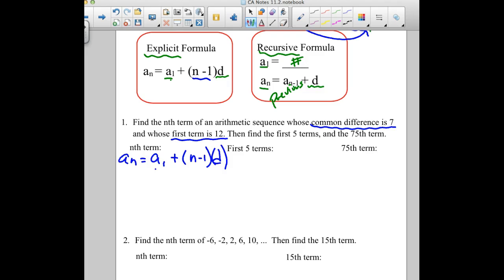Our first term is 12, so we're going to have a 12 here. We do not know n. We're trying to come up with a generic rule for the nth term, not a specific term. But we do know our common difference is 7. Okay? And I am going to expect that you simplify that. So you're going to need to distribute that 7 and then combine like terms.